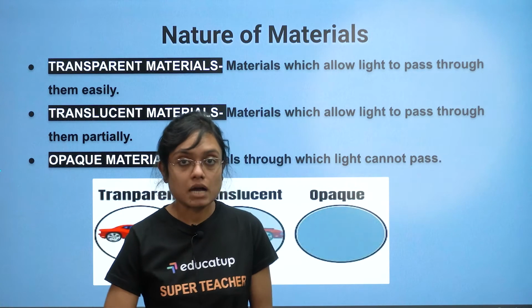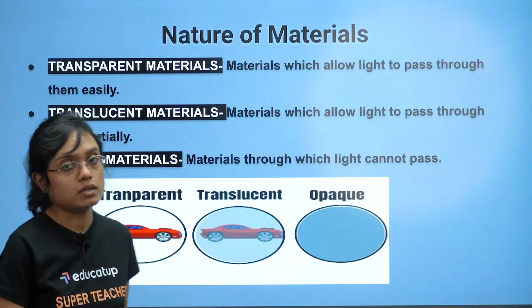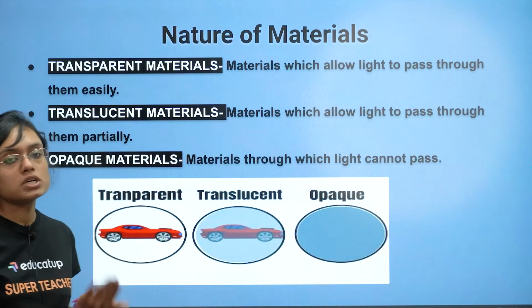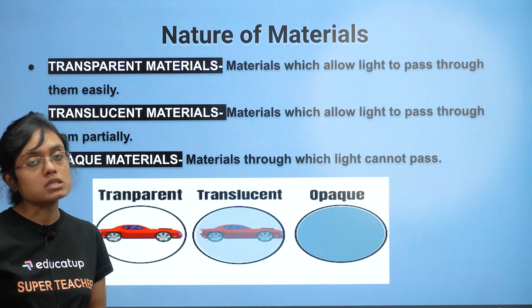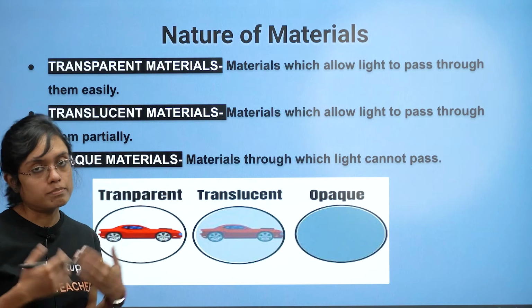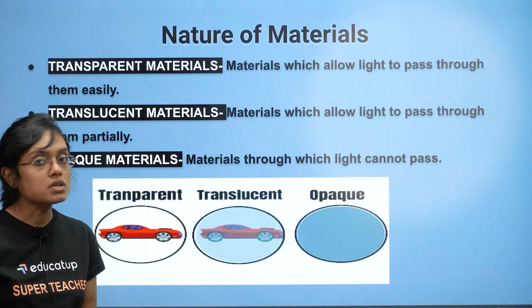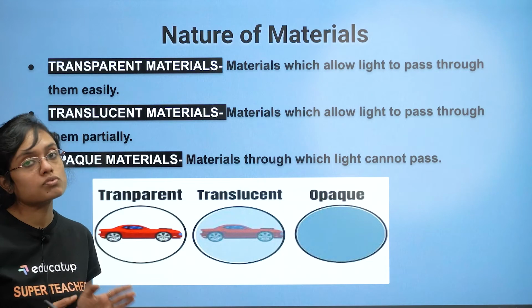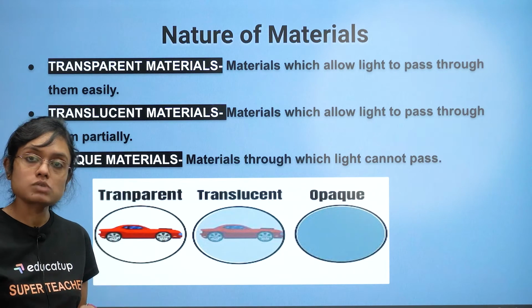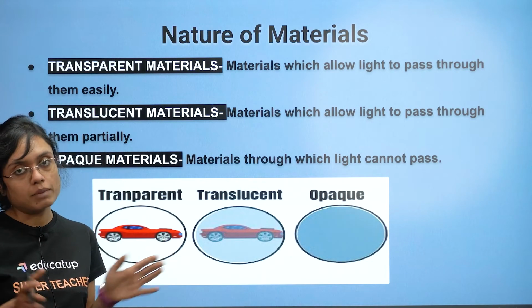Nature of materials. Depending upon how much light can be passed through, objects are of three types. The first is transparent materials, through which light passes completely. They allow the light to pass through them. Second is translucent materials, which allow the light to pass through them partially, and opaque objects, which do not allow the light to pass through them at all.